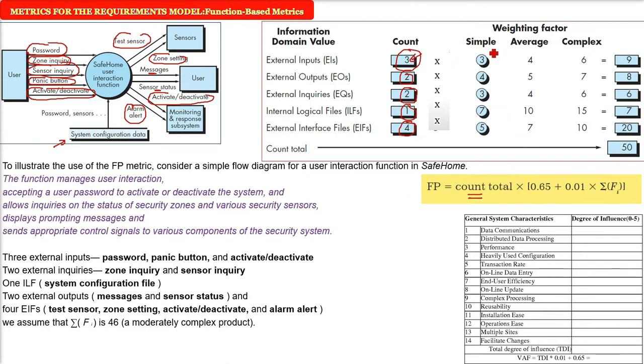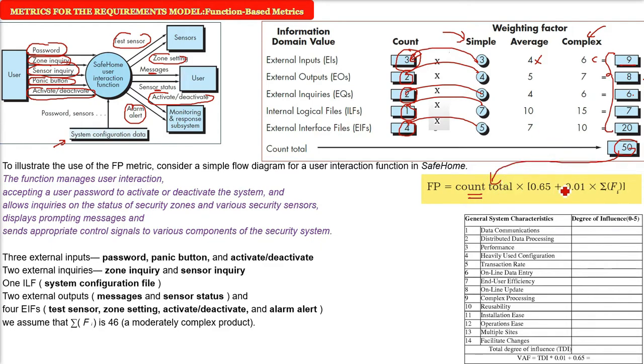So let us assume that it is simple. We are putting the weighting factor for simple, and these numbers are empirically already found, and these are specific to certain applications. So average, complex, these are already empirically predetermined values. So we are not taking average and complex right now. We are just saying that, okay, let us use it for a simple functionality. So we will not use the last 2 columns. Now we have to multiply the first 2 columns one by one. 3 into 3 is 9, 2 into 4 is 8, 2 into 3 is 6, 1 into 7 is 7, 4 into 5 is 20. Now we'll add them. Summation 50. 50 is our count total.